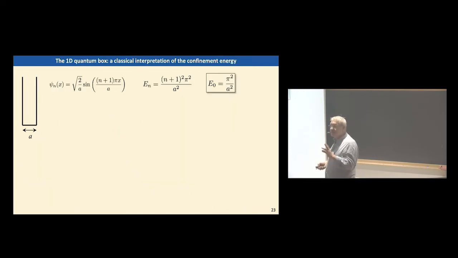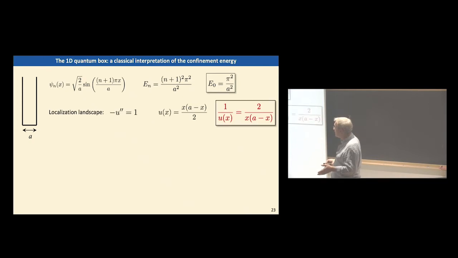And let's take a very simple example. You take one well, simply. So you know everything. You know the eigenfunctions. You know the energy. They are proportional to n squared. You know the fundamental, which is pi squared over a squared. Let's compute the landscape here. What is the landscape? It is the solution to, there is no potential, v equals 0. The Hamiltonian is minus Laplace. In 1D, minus the second derivative of u equals 1. The solution to that is x times (a minus x) over 2.